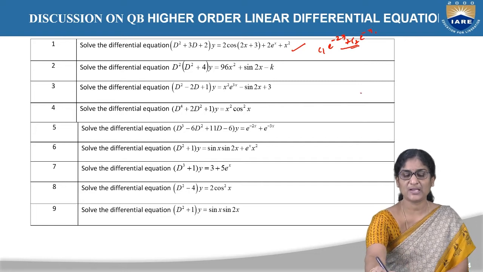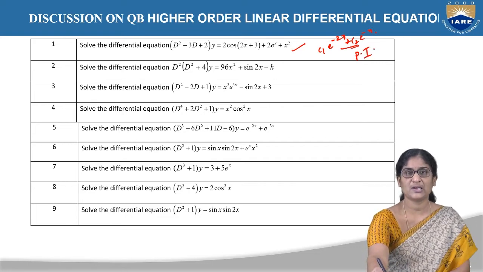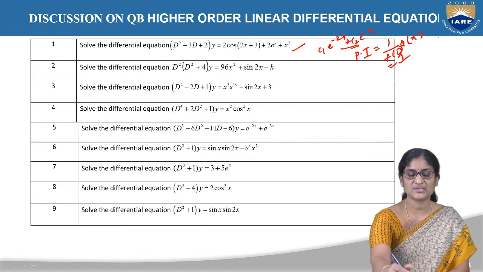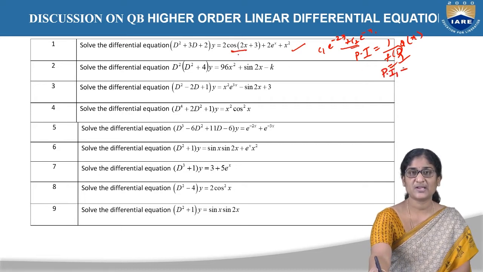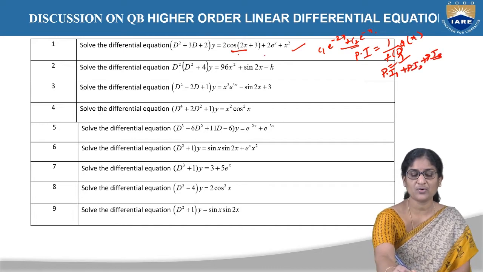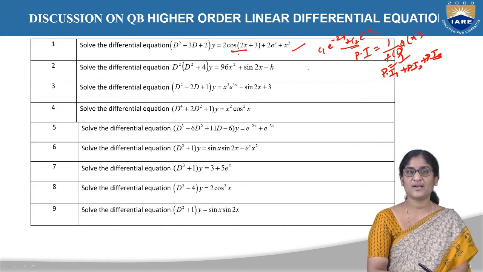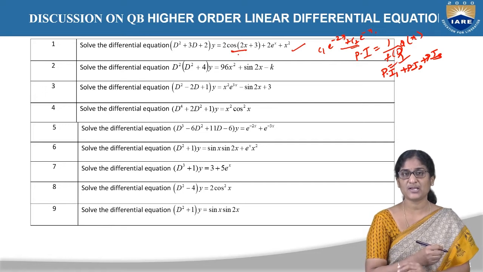Still we need to find the particular integral. How to find it? The particular integral is 1 by f(D) into Q(x). You can split this into particular integral 1, particular integral 2 and particular integral 3, and find all three separately. The first is 1 by D squared plus 3D plus 2 into 2 cos 2x plus 3.